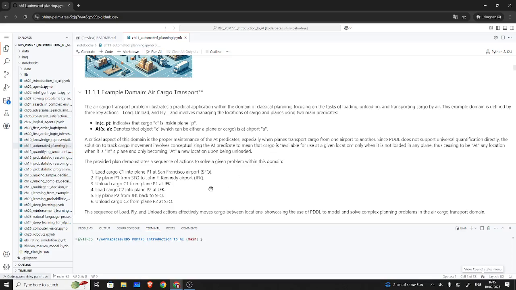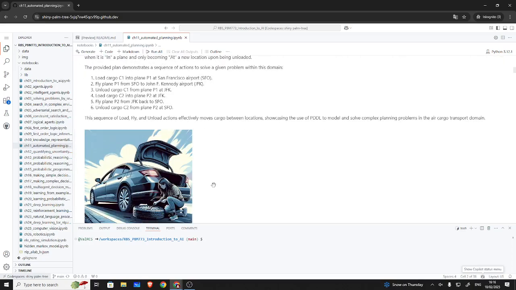The problem would be to get cargo, right? Plane 1 at San Francisco, and you fly the plane to JFK and unload. JFK is in New York, of course. So unload cargo there, load cargo from C2, fly back, and of course unload cargo. So fly, load, and unload. Simple problem. So basically this is a PDL language.